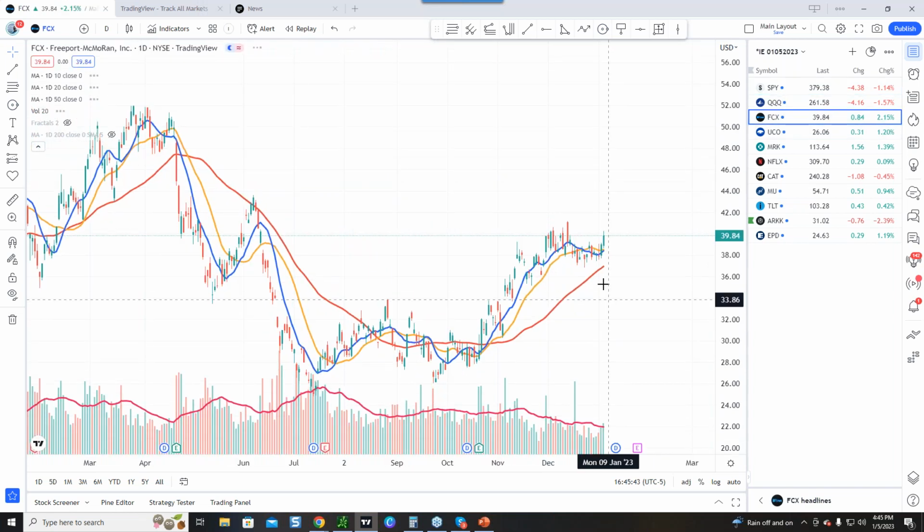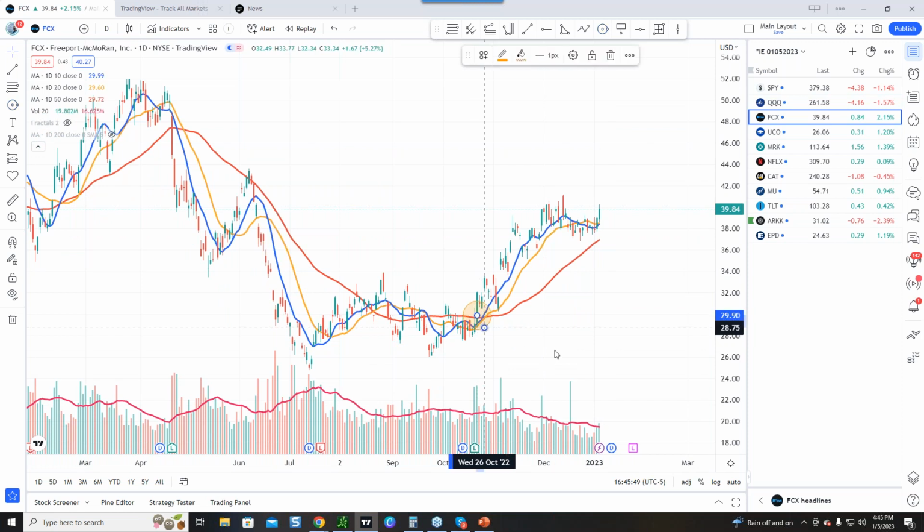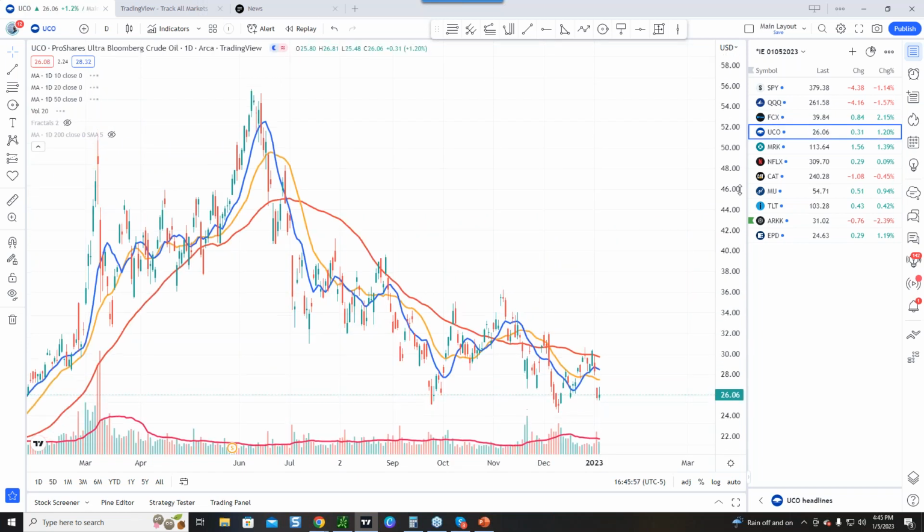FCX. Look at this beautiful breakout point here. This is identifiable in advance. This is catching breakouts here. Look at the price. Breakout showed itself at 29. It's now at 39. Okay. This is the quintessential basic of the market.